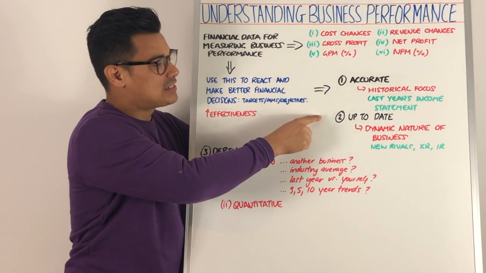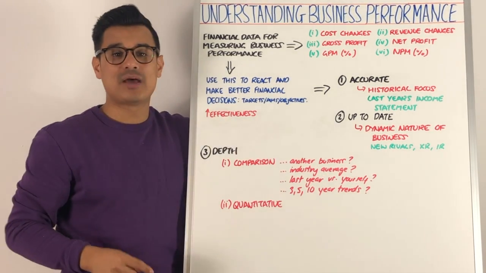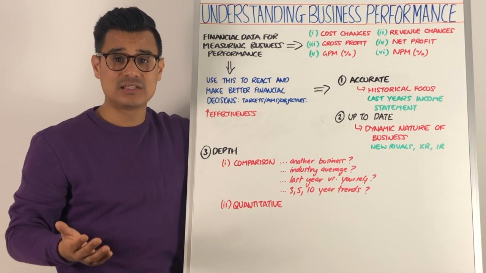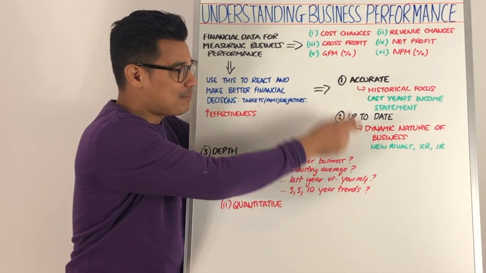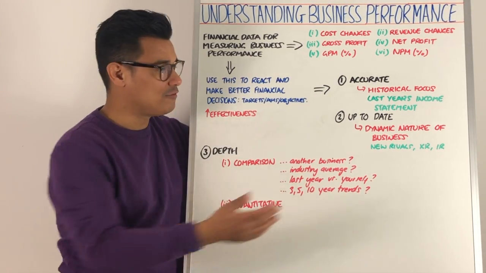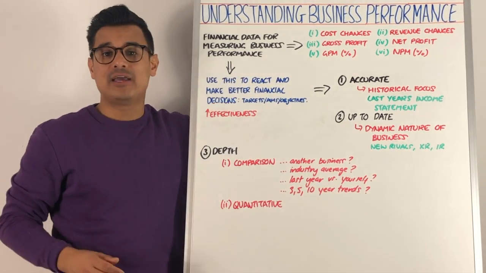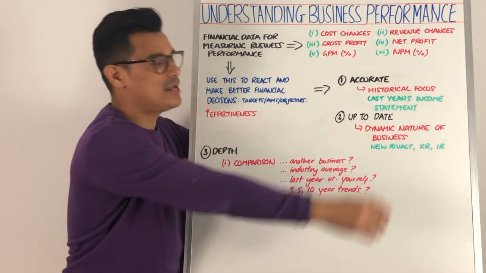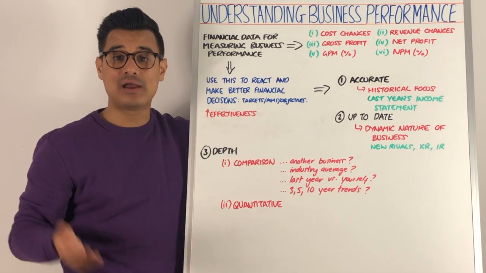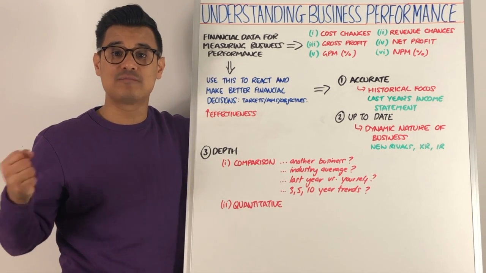And even if it's up to date, we need to be thinking about the dynamic nature of businesses. All businesses are faced with constantly changing business environments. There may be new rivals in the new year, or exchange rates that change. Maybe the pound gets stronger or weaker, or it could be that interest rates change. Maybe they go up or go down, and that will affect you, and the dynamic nature of business will change.